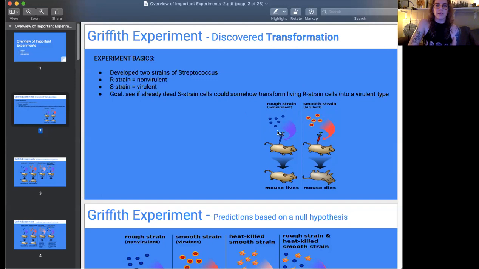We know that if we inject a mouse with the non-virulent strain, nothing is going to happen to it. But if we inject it with the virulent strain, it's going to die. So they wanted to utilize this knowledge to see if mixing dead virulent cells with alive non-virulent cells would still have no effect on the mice, which is what we would expect, or if somehow there's some sort of transference between these two strains that causes the non-virulent cells to become virulent.